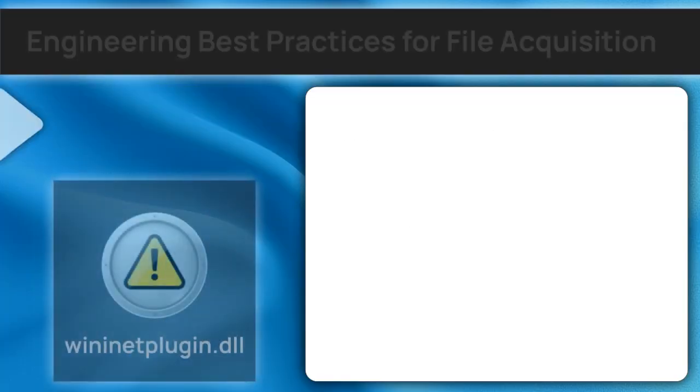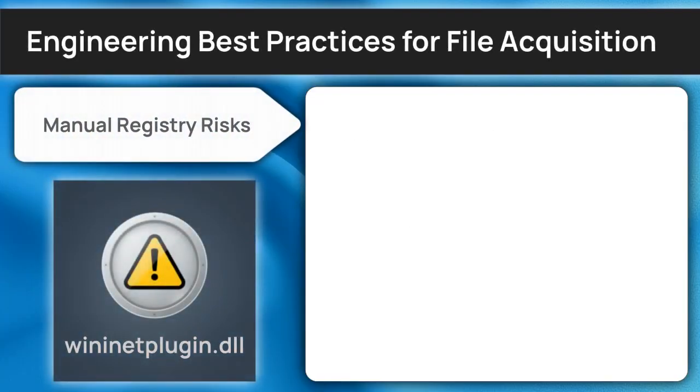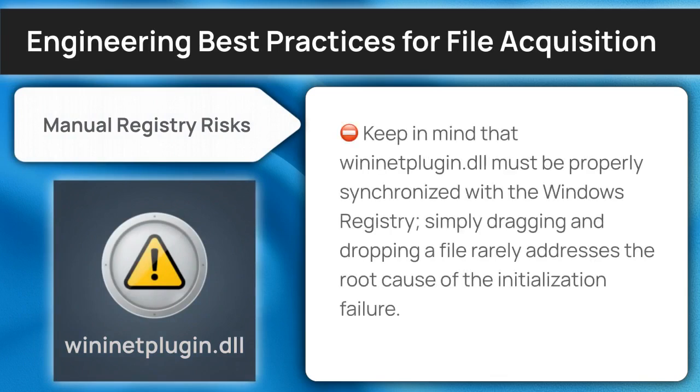While we've identified the fix, it's vital to discuss how to keep your environment secure from common threats. Using an incorrect or unverified version of Wininetplugin Library DLL can trigger a domino effect within your runtime environment, causing unrelated professional applications to fail without warning.